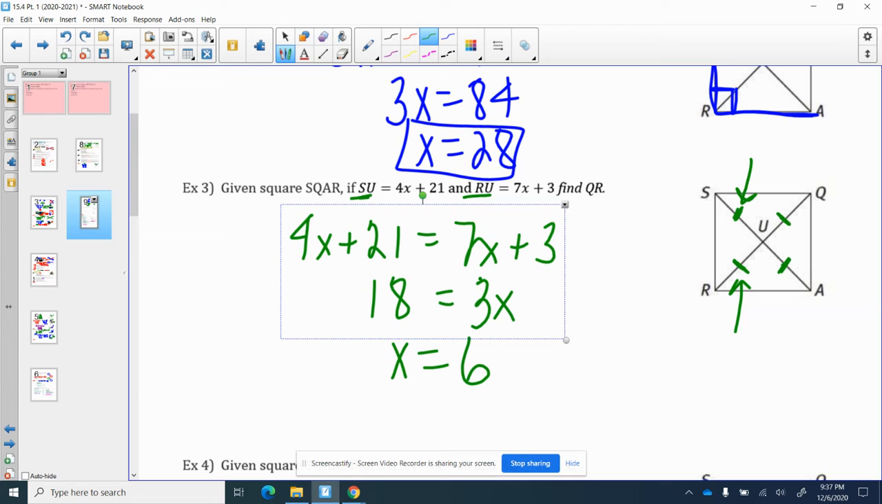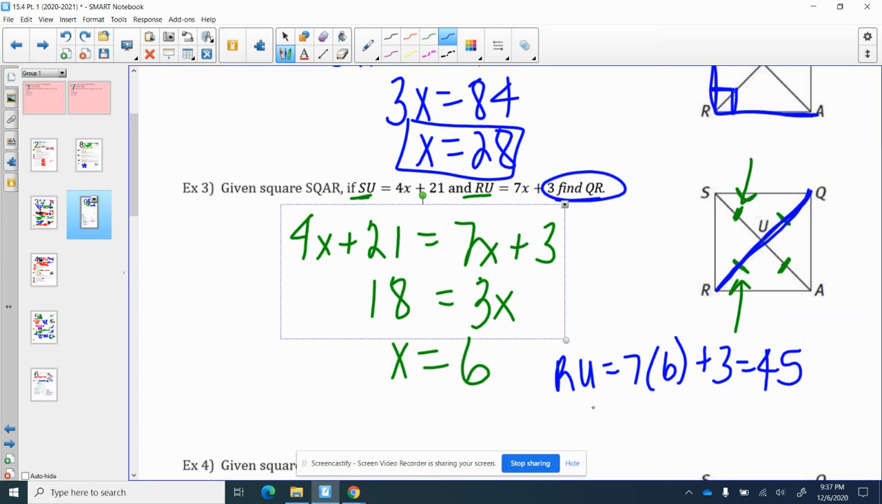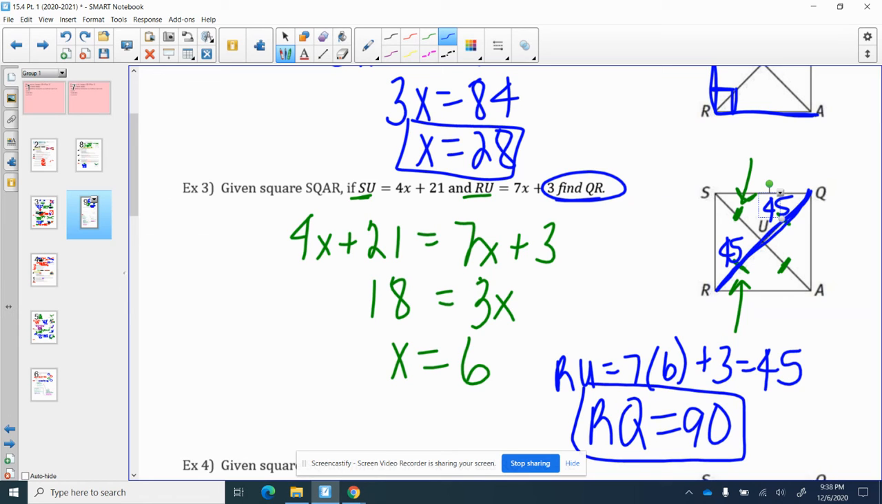So now we have to be careful, though, because we need to plug this back in. So we have that our final answer wants us finding QR. Well, QR is this whole segment here. So if we plug back into RU, 7 times 6 plus 3 is 42 plus 3, which is 45. But to get the whole piece RQ, or QR, we have to add up 45 twice so that it would be a length of 90.